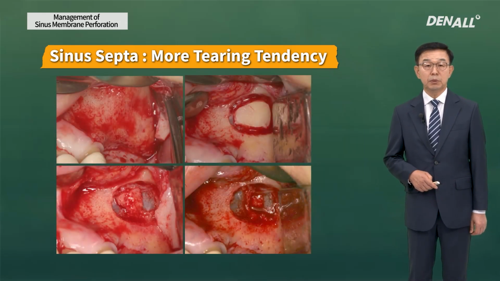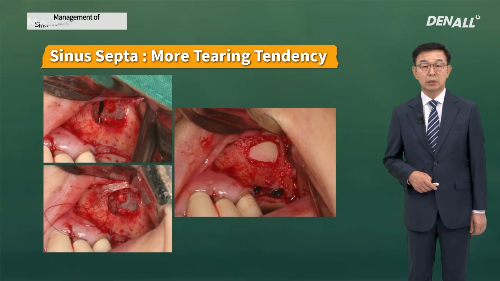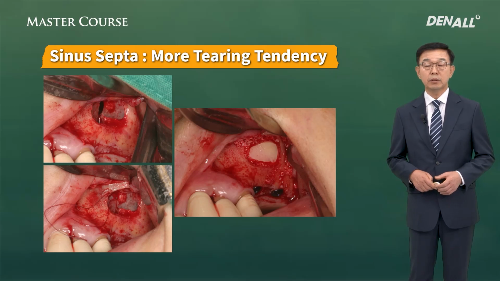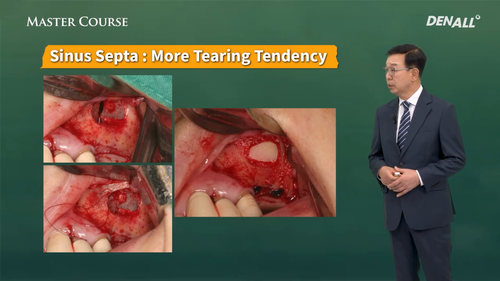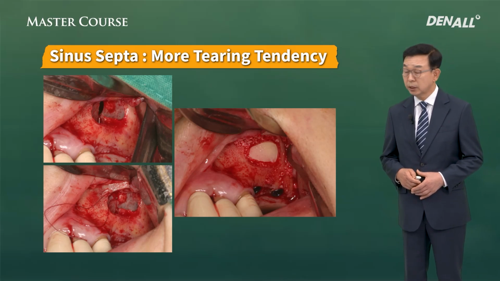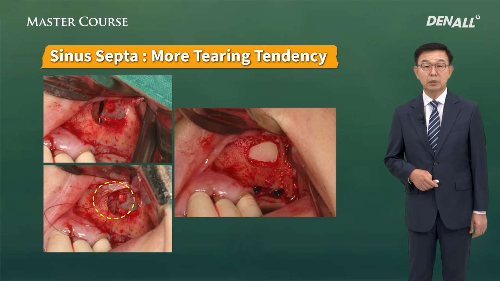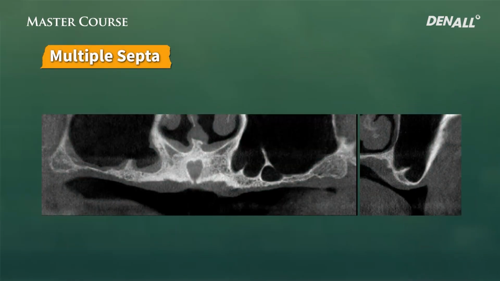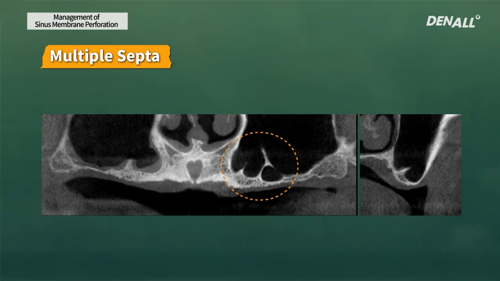In the case there's septum, during surgery, sinus membrane can be perforated very frequently. Even when there's septum, when the membrane is perforated, you can use a resorbable membrane or you can do suture directly. In the case there's multiple septa, if there's one septum, it's comparatively simple. However, as shown in the upper left, if there's multiple septa, no matter how careful you are, membrane can be perforated.